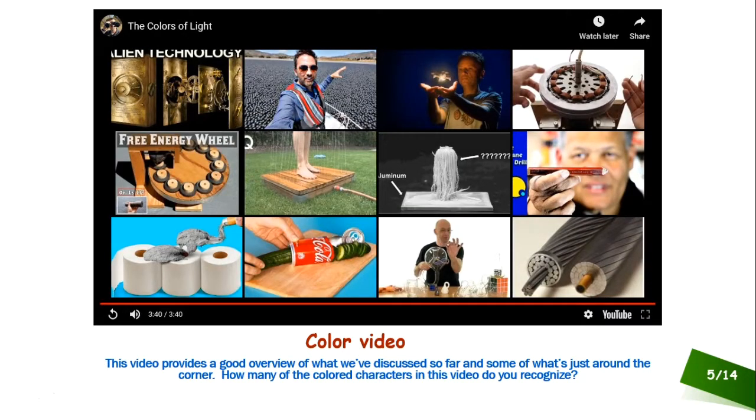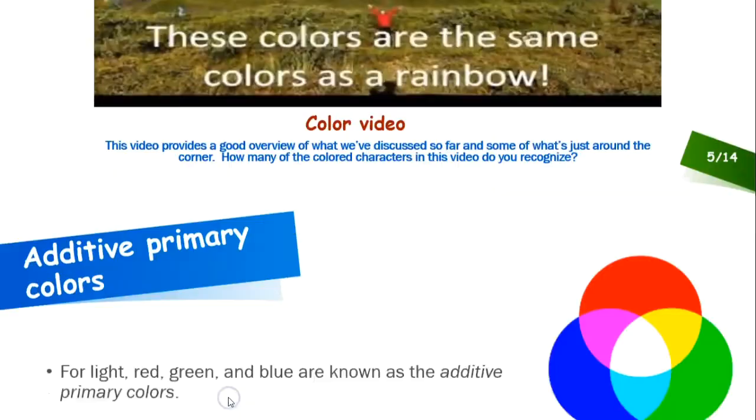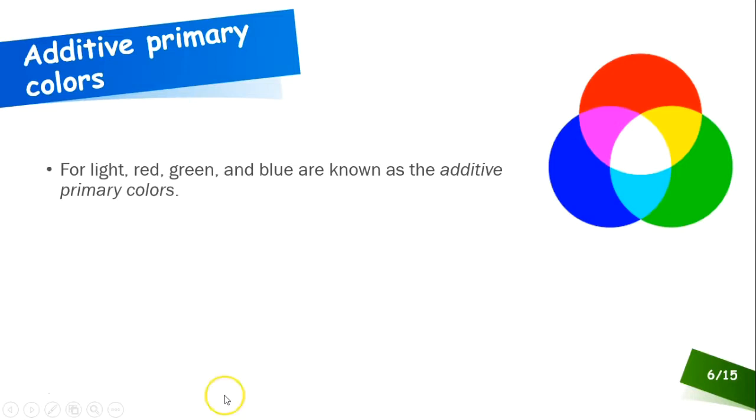Okay, so like I said, a really good overview of what we've talked about so far with color. And it's also a slight preview as to some of the things that we're going to get into in a moment. So with that said, let's go ahead and move forward. There we go. All right, so now let's talk about different types of colors.